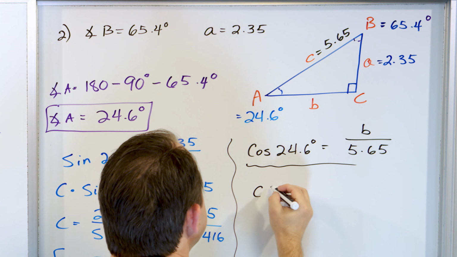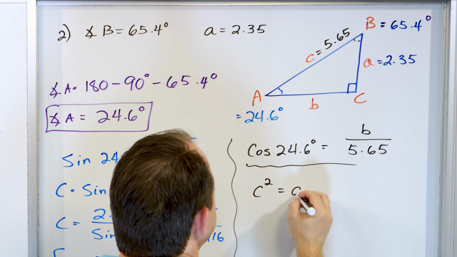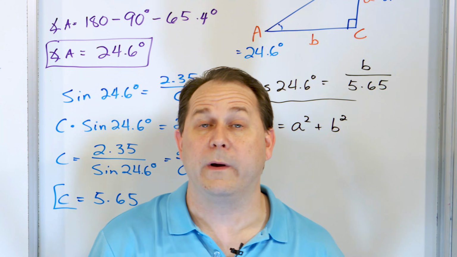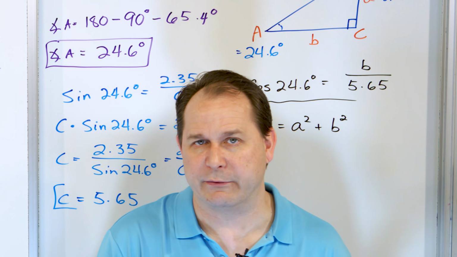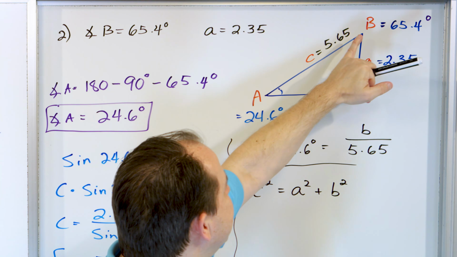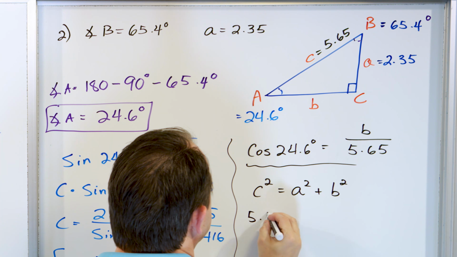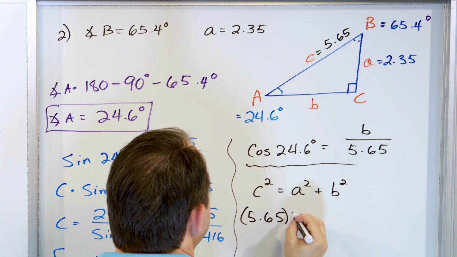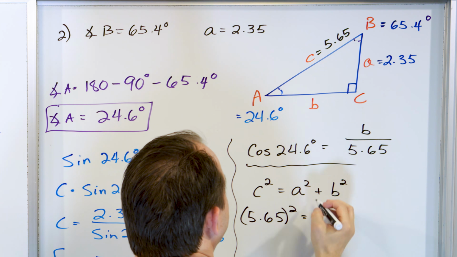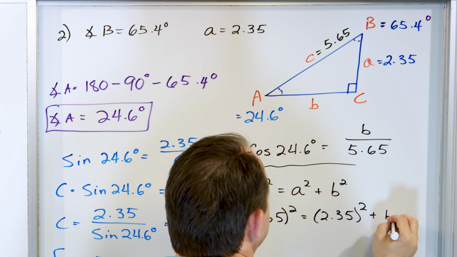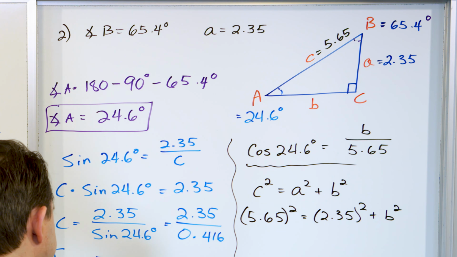We can say that the Pythagorean theorem says C squared is A squared plus B squared. Because for a right triangle, you always have the Pythagorean theorem at your disposal. And we know the lengths of two of these sides, so we can always find the third one. So C is 5.65 squared, and A is 2.35 squared, plus B squared, where B is what we're trying to find.